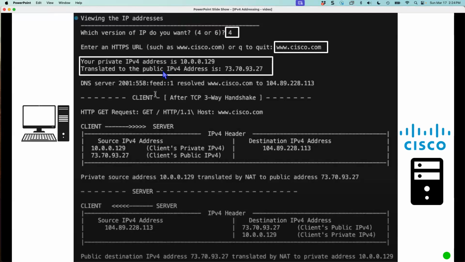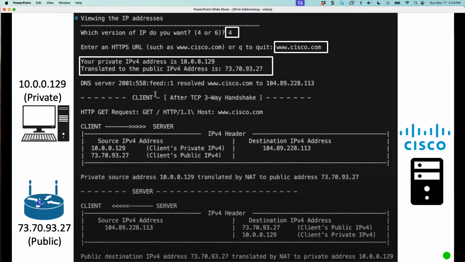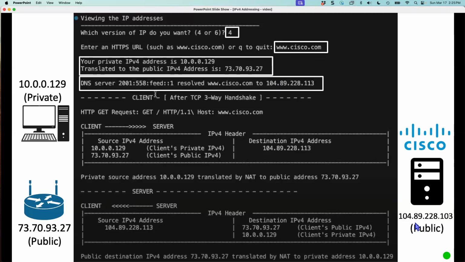Notice it has told me that this is my private IPv4 address. This is what it's being translated to. This is a public IPv4 address. Okay, so that's my private address, but it's being translated by my router to the public address. This is the address my router uses to connect to my ISP. All right, this is the DNS server; when I typed in this URL, it knows that this is the IP address of the server, public IPv4 address.